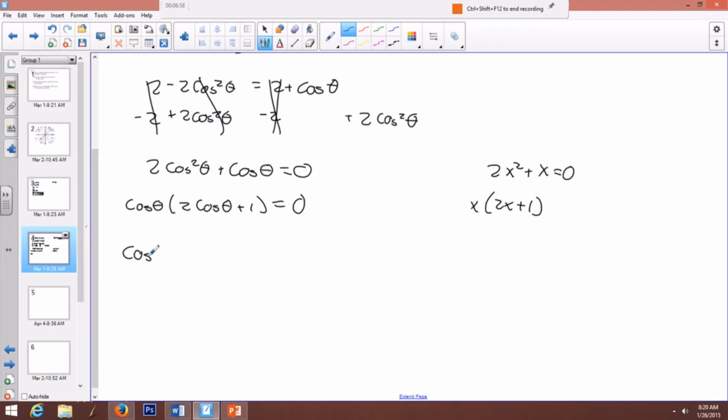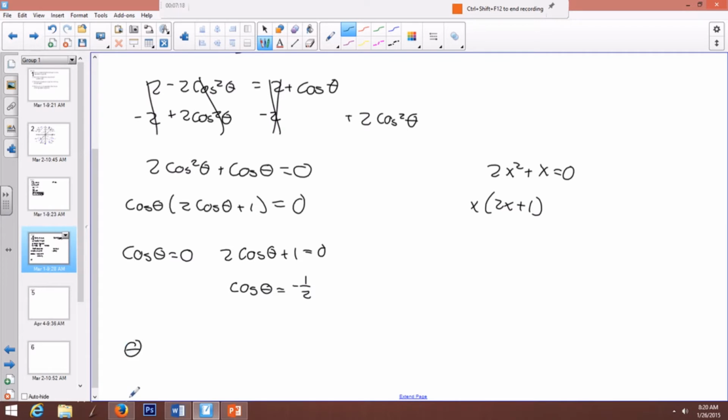So cosine theta equals 0, that one's pretty easy. And then we also have 2 cosine theta plus 1 equals 0. I have to do a little bit to get cosine theta by itself. Subtract the 1, divide by 2, so I get the cosine of theta equals negative 1/2.